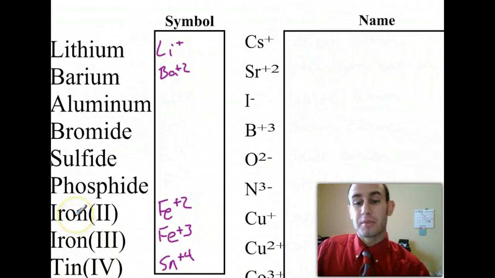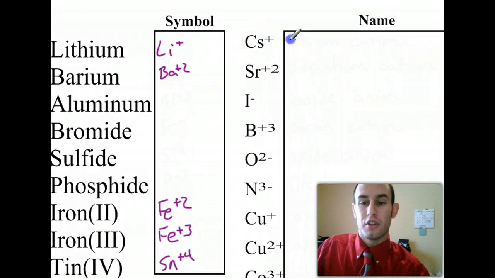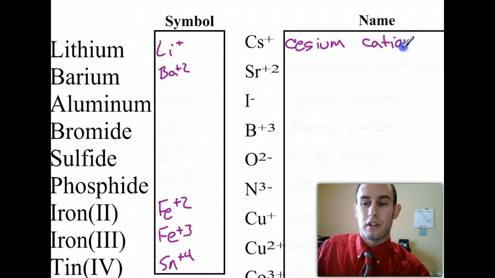If we flip sides here and look at naming, how am I going to write the name of this? Well, Cs you should know as cesium. So I'm just going to write cesium, and it's a cation, so I write cation after it.